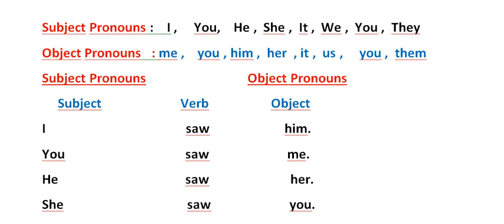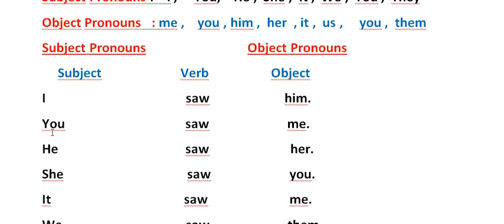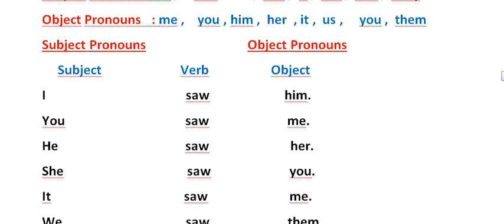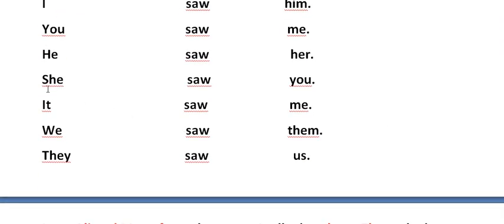And there are some examples here. You saw me. So we don't say you saw I, right? So you saw me. He saw her. So we don't say he saw she. Instead of she, we use her, the object pronoun. So it saw me, we saw them. So we don't say we saw they. That's incorrect. So we say we saw them. They saw us.